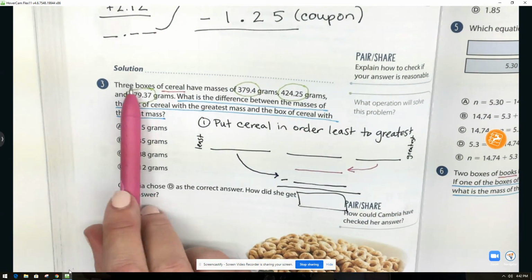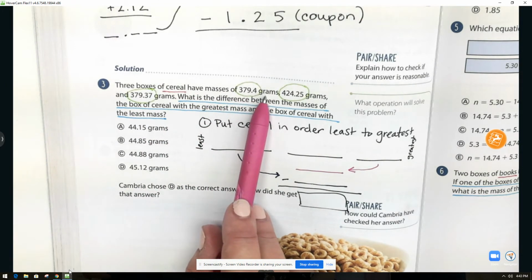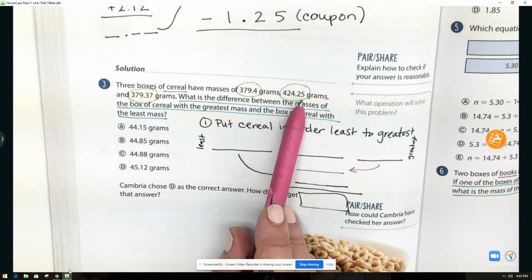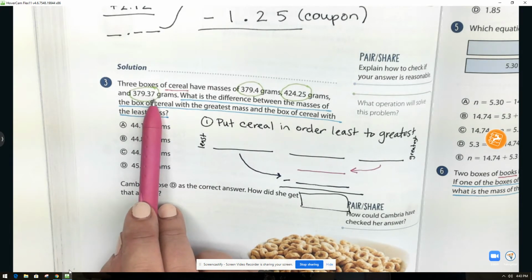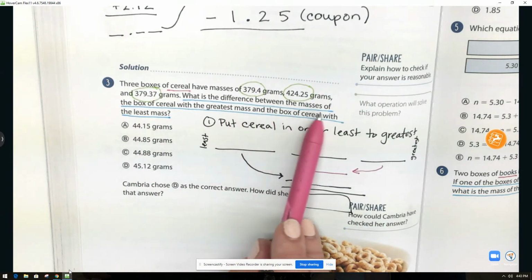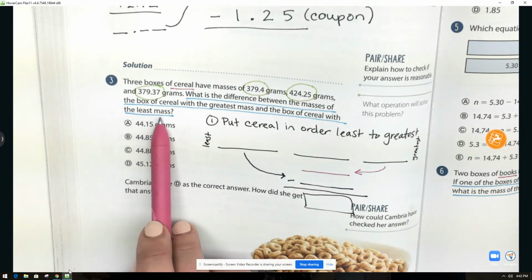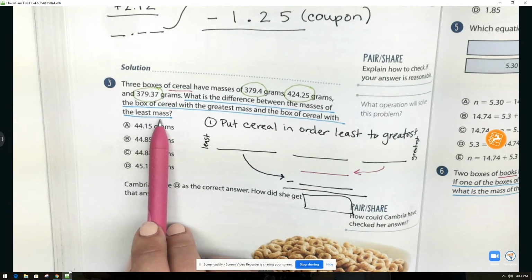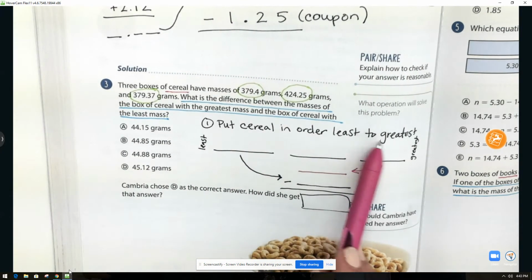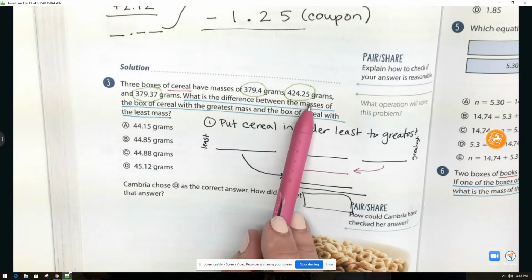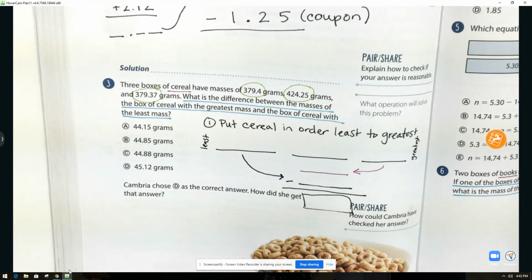Number 3 says this. 3 boxes of cereal have masses of 379 and 4/10 grams, 424 and 2500 grams, and 379 and 3700 grams. What is the difference between the masses of the box of cereal with the greatest mass and the box of cereal with the least mass? So there's 2 things you have to do. The first thing you need to do is you need to put the cereal in order from least to greatest. So looking at these 3 values, you're going to figure out which one is the least and which one is the greatest.